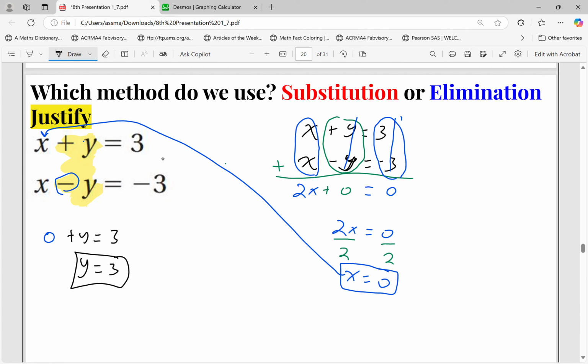So then I write my answer as an ordered pair. Okay, x is 0 and y is 3. So x is 0, y is 3, and this means I have one solution.